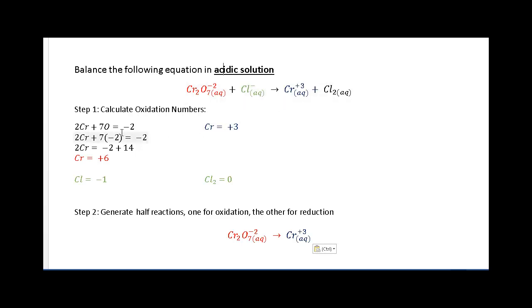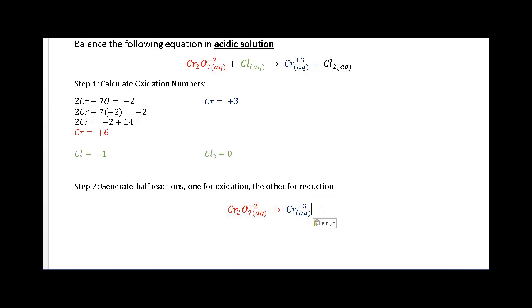So look what's happening here in step 1 when we initially formulate the oxidation numbers. We have chromium going from +6 down to +3 in oxidation state. It's going down. On the flip side, Cl, or chlorine, is going up from a -1 oxidation state to a 0 oxidation state. So one is going up, one's going down. In a redox reaction, for an oxidation, there's a reduction.